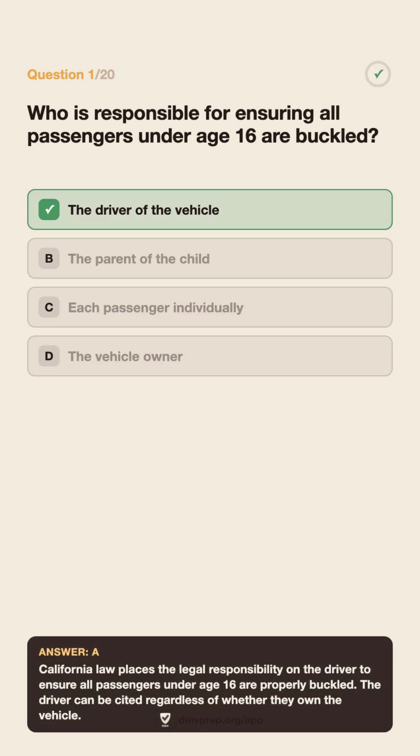The correct answer is A. California law places the legal responsibility on the driver to ensure all passengers under age 16 are properly buckled. The driver can be cited regardless of whether they own the vehicle.